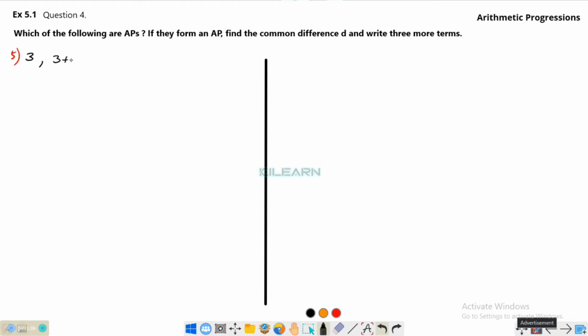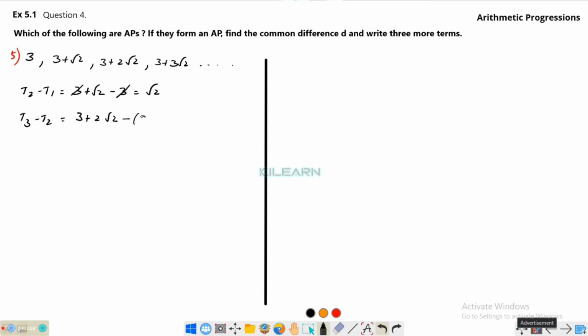Question number 5. 3 comma 3 plus root 2 comma 3 plus 2 root 2 comma 3 plus 3 root 2, dot dot dot. Again for the difference, we can take T2 minus T1. What is T2? 3 plus 2 root 2 minus 3. Minus 3 plus 3 get cancelled, so plus 2 root 2 remains. So T3 minus T2. What is T3? 3 plus 2 root 2 minus 3 plus root 2.